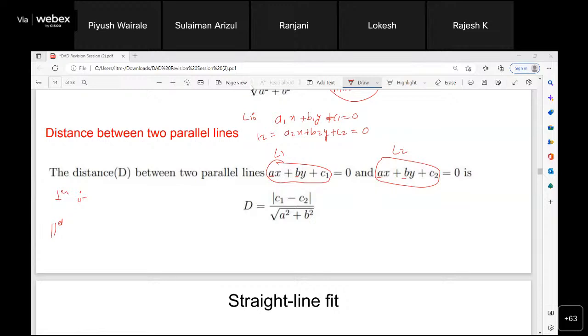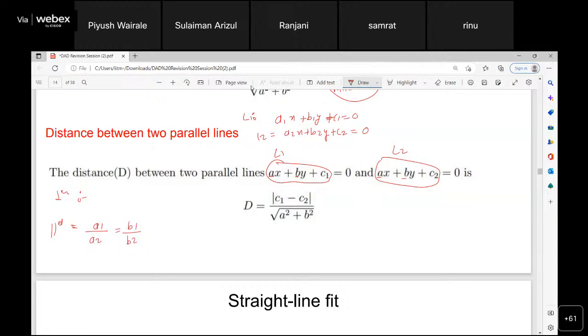For parallel lines, A1 by A2 is equal to B1 by B2. The ratio A1 by B1 should be equal to A2 by B2 for parallel lines. The ratio should be the same. So A1 by A2 must be equal to B1 by B2, right?